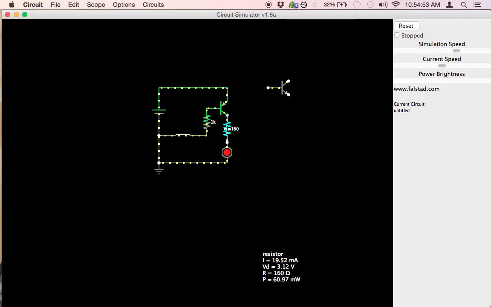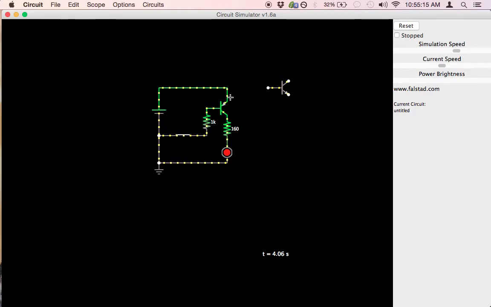Here we have our current limiting resistor for the LED, and you can see current is flowing from the positive terminal of the power supply into the emitter, out of the collector, through our LED current limiting resistor, through the LED, and back to the negative terminal of the supply. So this is how a PNP transistor is used in a common emitter configuration.